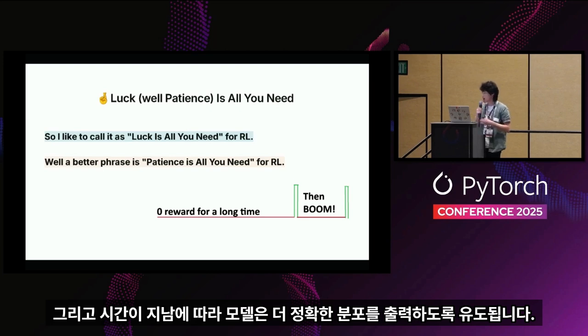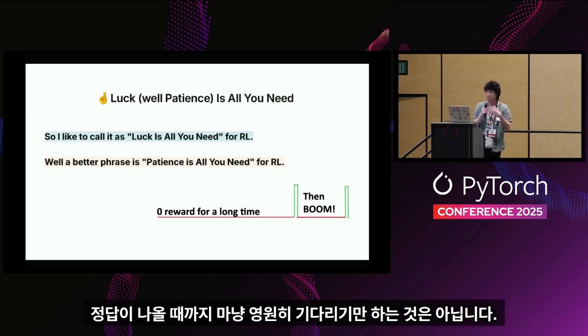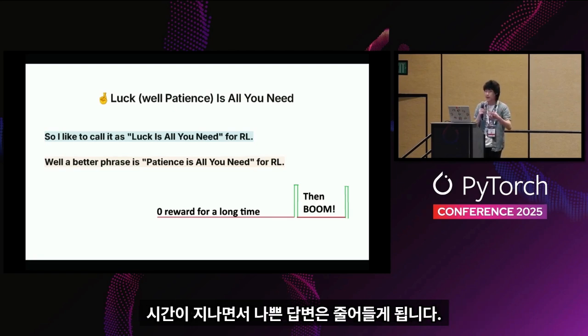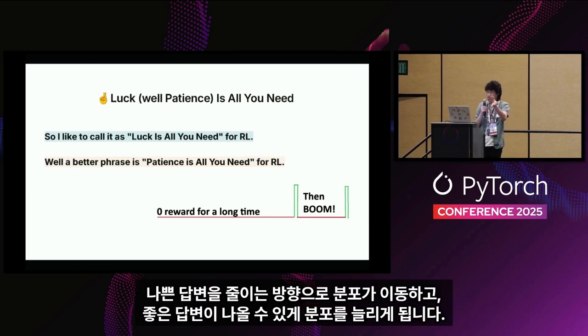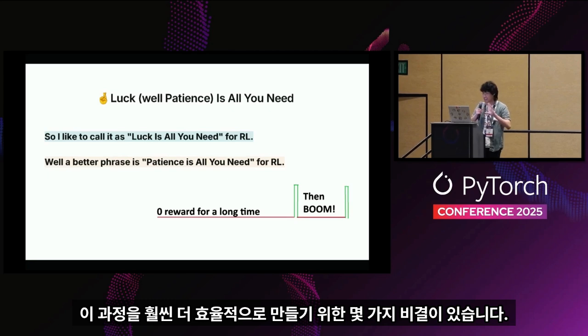Over time, the model will be forced to output more correct distributions. Obviously, RL is not that dumb, right? RL is not just going to wait forever until you get the correct answer. Over time, the bad answers will be reduced, the distribution will shift to make the bad answers less, and it will increase the distribution for the good answers. So RL is not that dumb. It does have some tricks up its sleeve to make the process much more efficient.